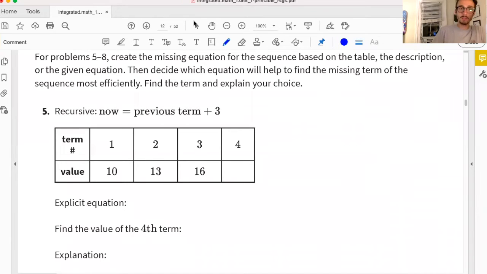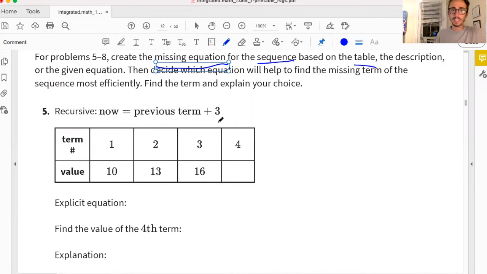Oh, I love these problems. For these problems, we're creating the missing equation for the sequence based on the table, the description, or the given equation. So we're given a little bit of information and we're working backwards, or just really talking more details about it. I don't think this is too tough.